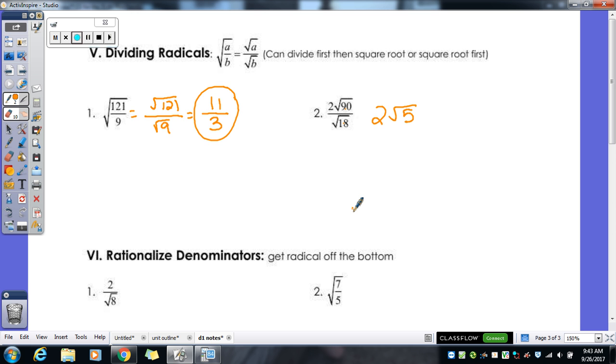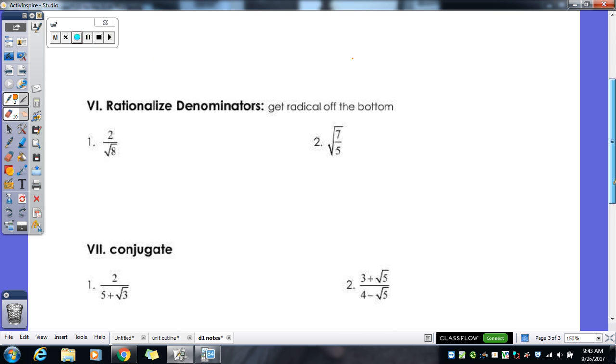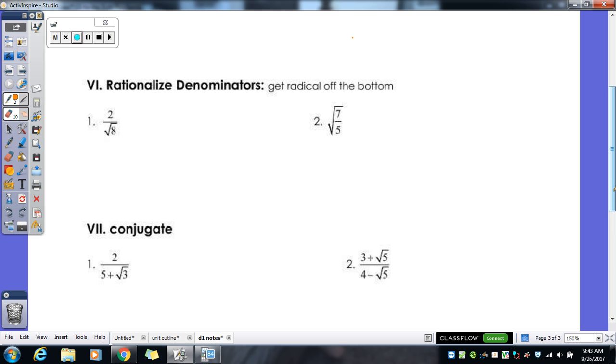Now sometimes when they don't divide, you have to do what we refer to as rationalizing the denominator. So like in example number 1 here, I can't divide a 2 by a square root of 8 because they're not both under a radical. So what we need to do is multiply the top and the bottom times that radical. This is what we call rationalizing our denominator, getting that radical out of there. So when we're multiplying, you multiply your tops. 2 times radical 8 would just be 2 radical 8.